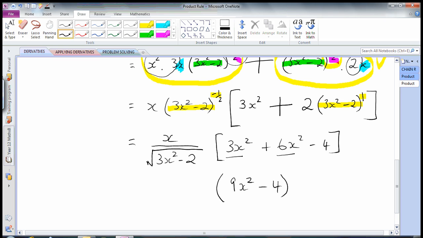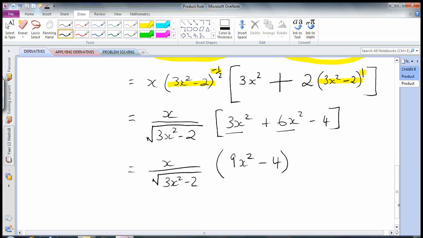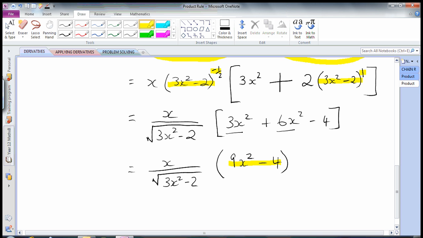Okay, and that means my final derivative is equal to x over 3x squared minus 2 under a square root sign multiplied by 9x squared minus 4. And you may see some textbooks take that a little bit further because we do have the difference of 2 squares here in the brackets, but essentially you've tidied it up and that's really as far as you need to go. That's a nice neat expression.